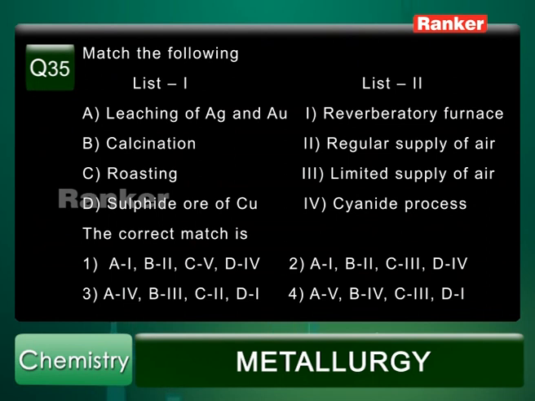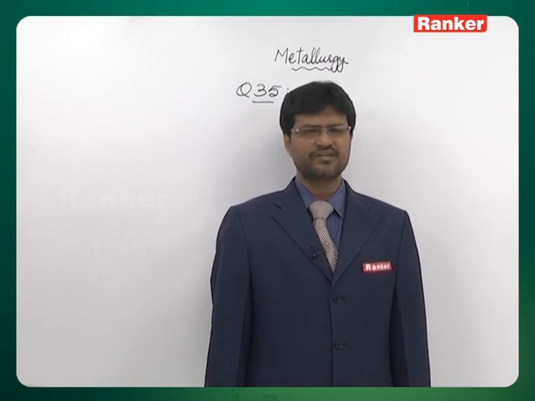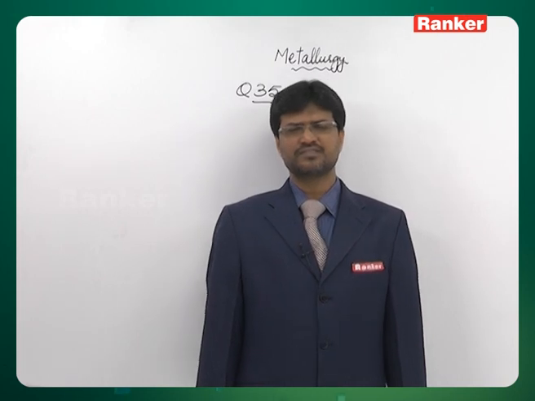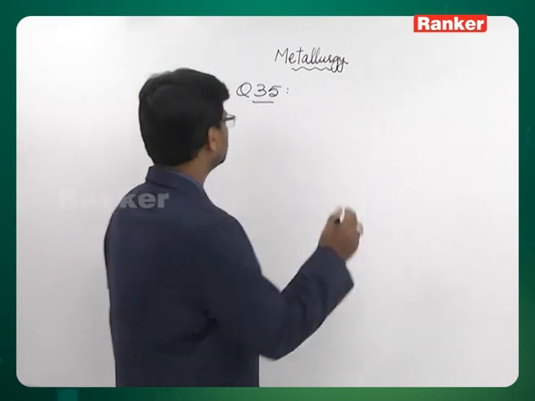Question number 35. Again a matching question. Leaching of silver and gold, calcination, roasting, sulfide ore of copper. These are the items given in list 1, and in list 2 you have reverberatory furnace, regular supply of air, limited supply of air, cyanide process. Now leaching of silver and gold involves the cyanide process because we use sodium cyanide.